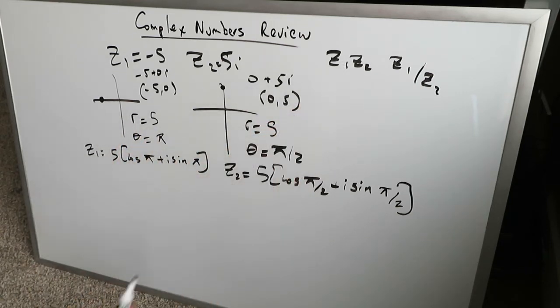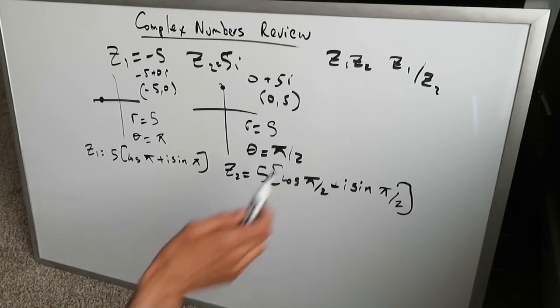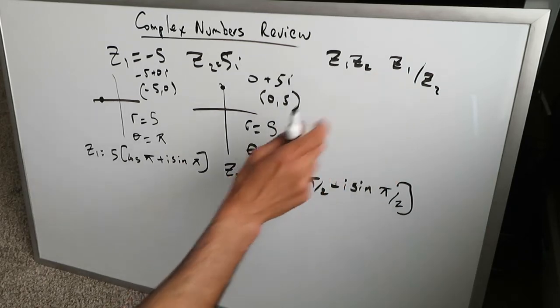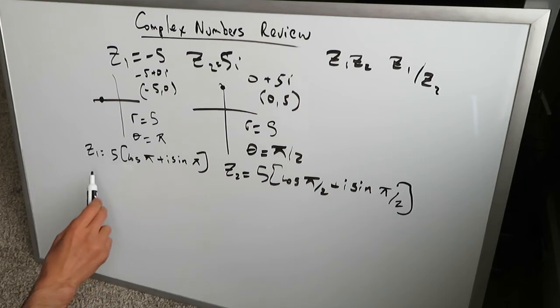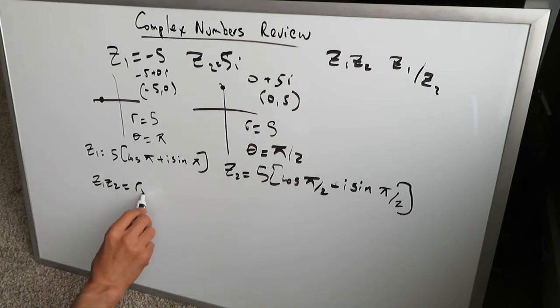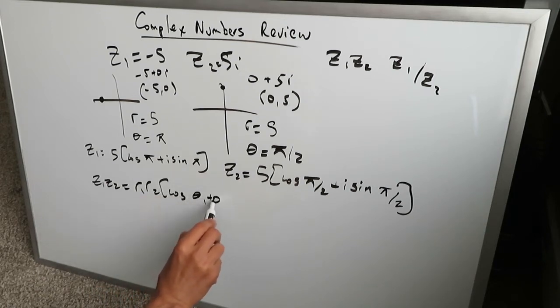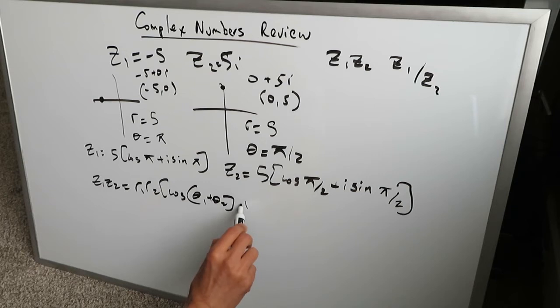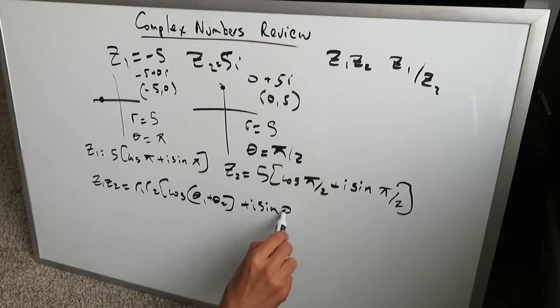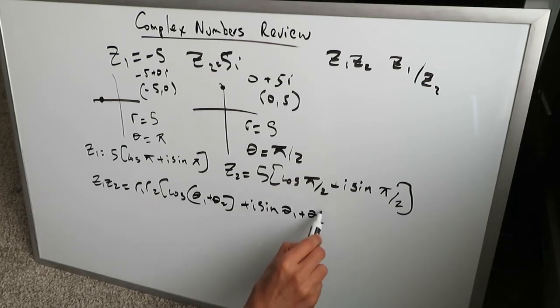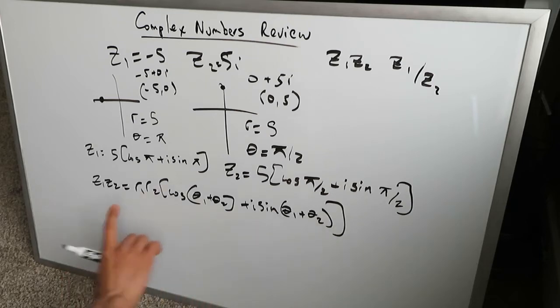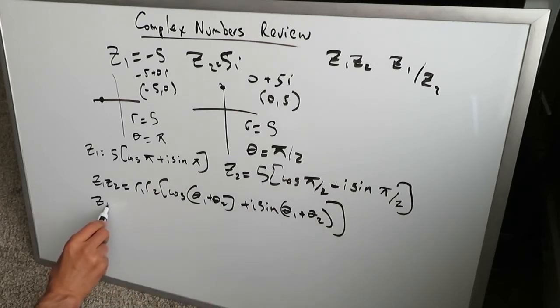And we know the formula for Z1 and Z2 multiplied, or these operations in the product and the division, the quotient. You know Z1 times Z2 is always equal to R1 times R2, and you do cosine theta 1 plus theta 2, and then you do plus i sine theta 1 plus theta 2. These are examples I presented, and the derivation I presented too in my videos.